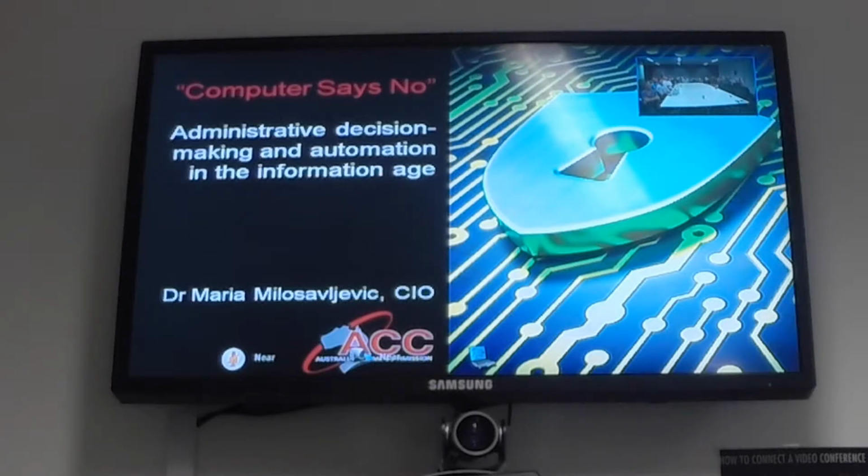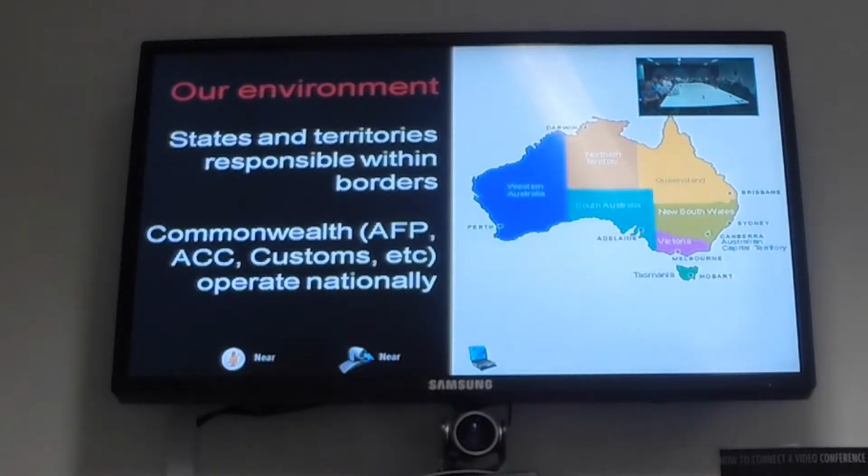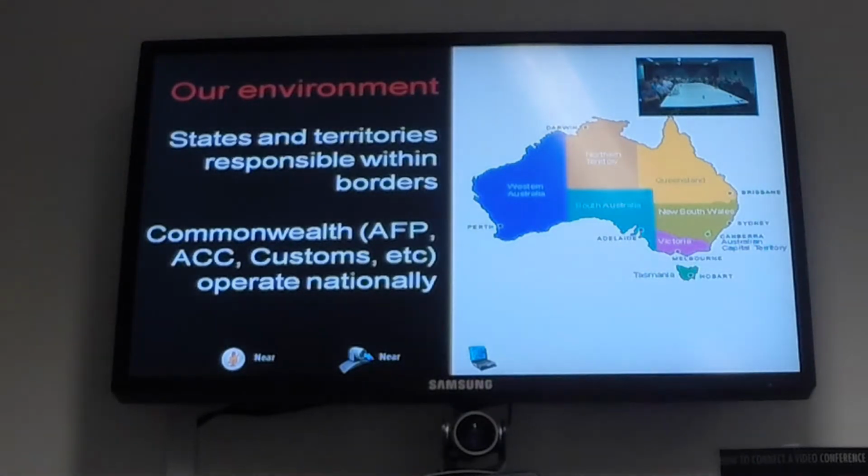So before I get into that, a little bit about our environment and the ACC. Our environment within Australia is that we have several states and territories that have physical boundaries, and we have law enforcement agencies that work within those boundaries. Then we have Commonwealth level agencies such as the ACC, the AFP, Customs, etc., that all work across the whole nation.